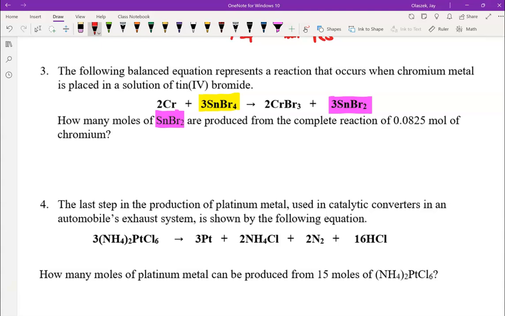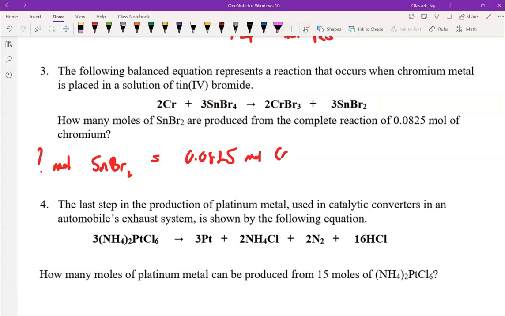What's it asking? Well, it's telling us that our question is how many moles of this version, SnBr2, are produced if we react 0.0825 moles of chromium. All right, what that tells us is that the chromium is our known. It tells us the moles of chromium is our known.